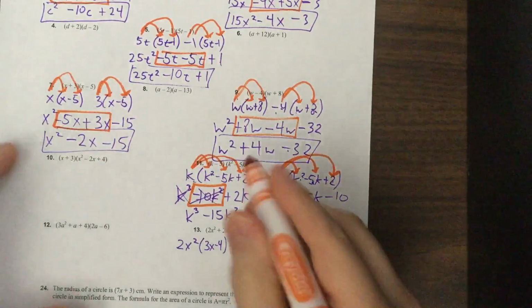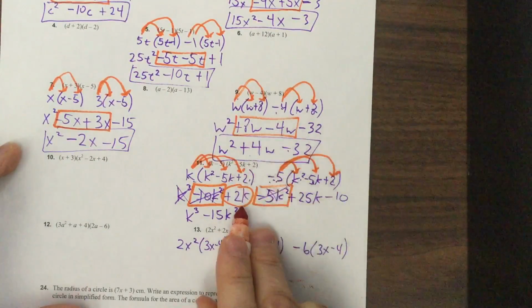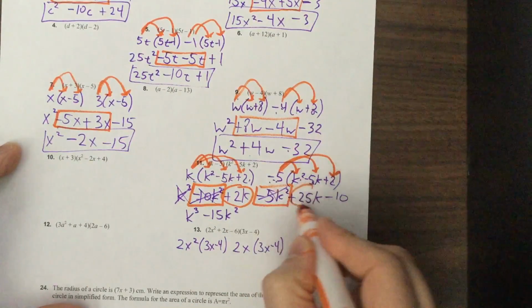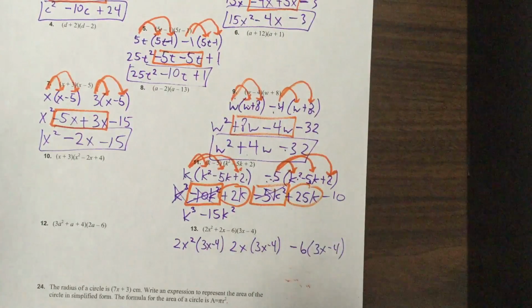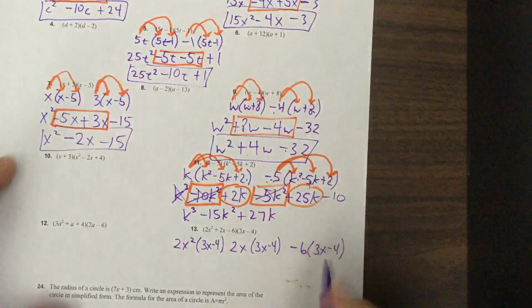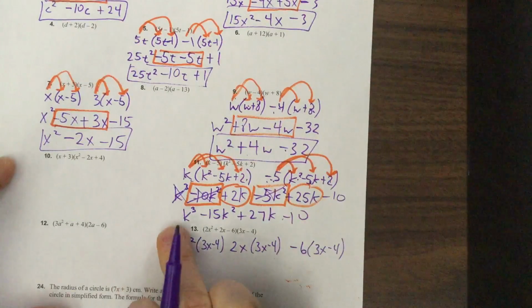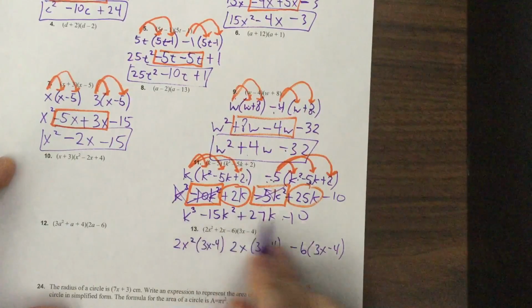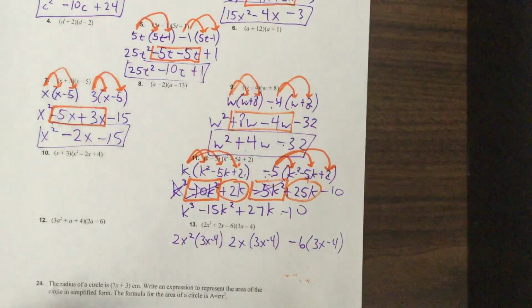Next, I have 2k and I have 25k. Add those together and I get 27k. It's positive. Lastly, I have my minus 10. So now I have it in standard form, and I have everything simplified, combined.